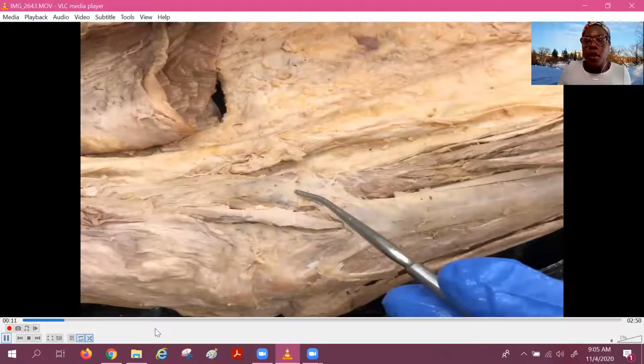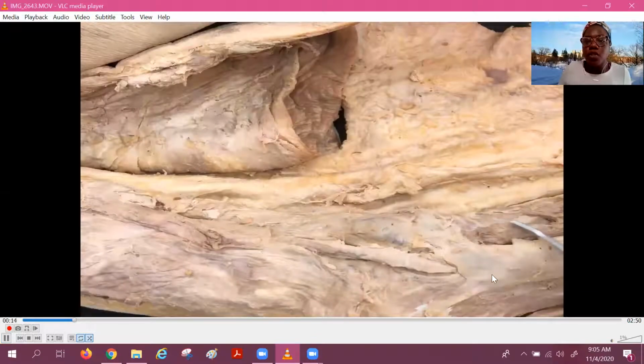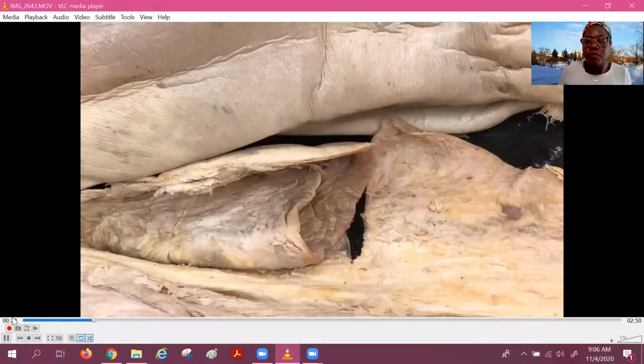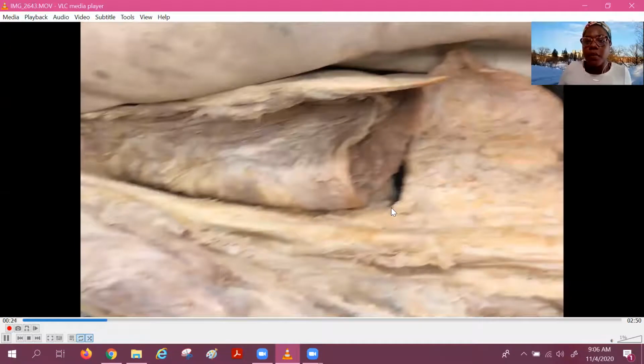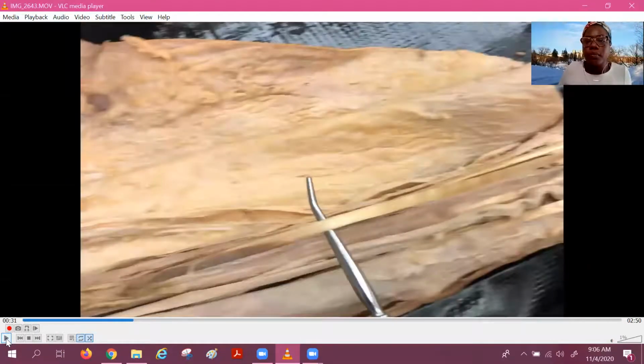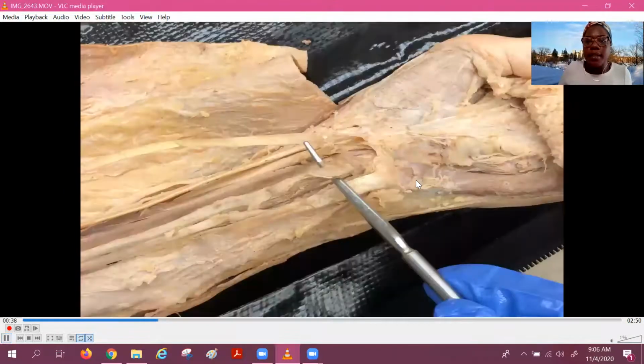Okay, and we can also appreciate some of the muscles in the region. So the triceps muscle is going to be the posterior arm muscle. And then some of the extensor muscles on the forearm. So there are some tendons there. All right, so here are the extensors.